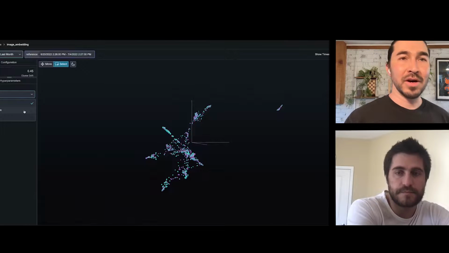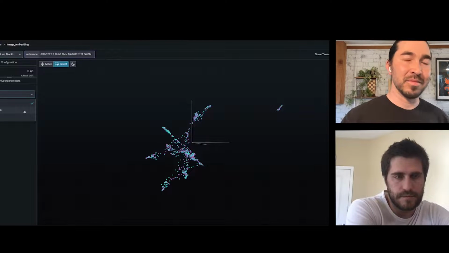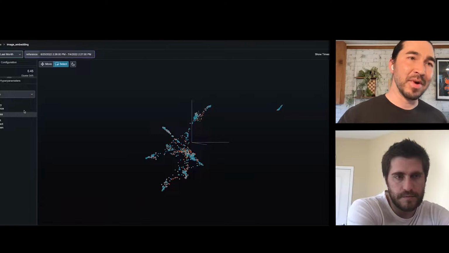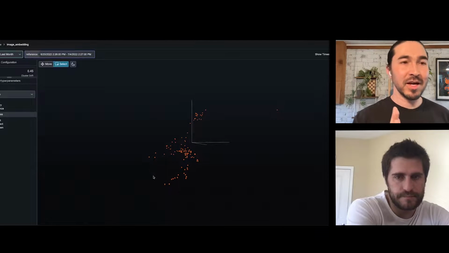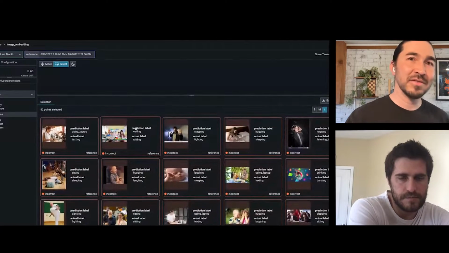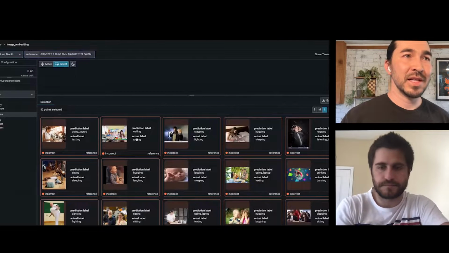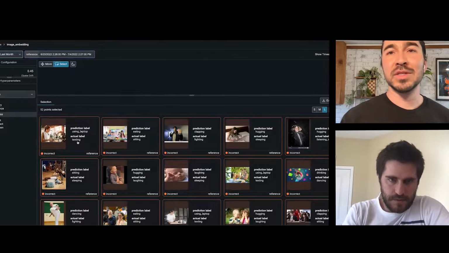Let's go on, there's one other thing that Phoenix can do, which is figure out different pockets of bad performance. So now let's color by correctness, where correct values are true positives and true negatives. Bad values are false positives and false negatives. Let's specifically look at some incorrect values. Our model's not doing too well in certain areas.